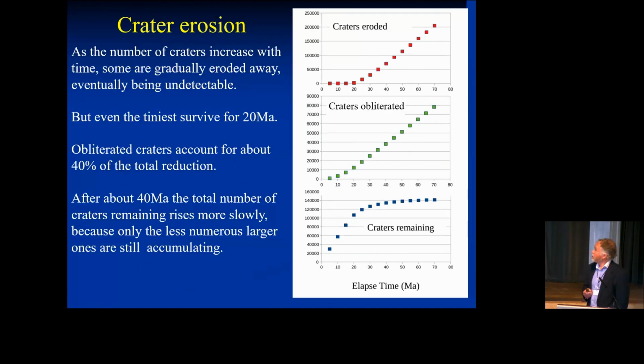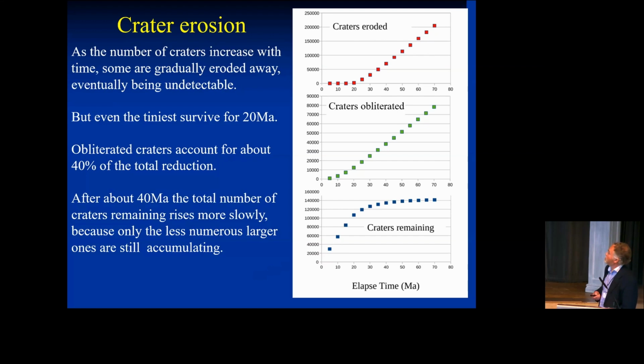Crater erosion follows this sort of picture. As the numbers of craters increase with time, some are gradually eroded away and eventually become undetectable. But even the smallest craters, when we're talking 4-meter craters, they last for at least 20 million years.